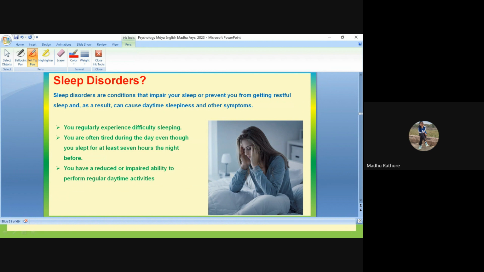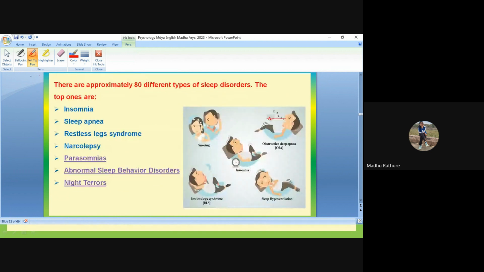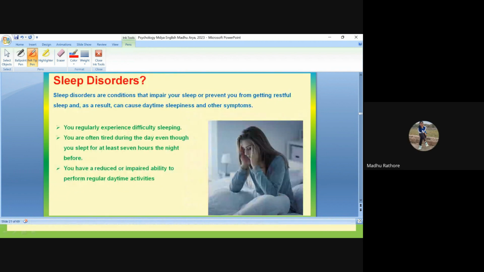Okay, should we move? Just give a second, I'm making some notes from the previous slide.